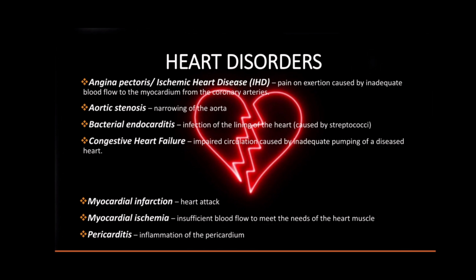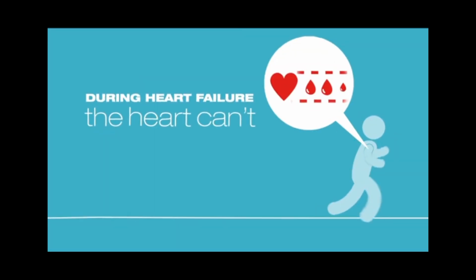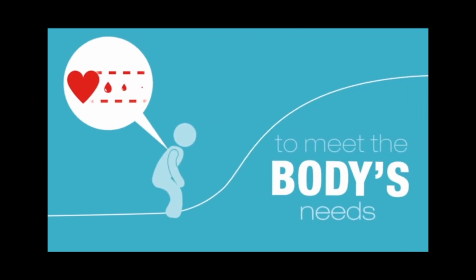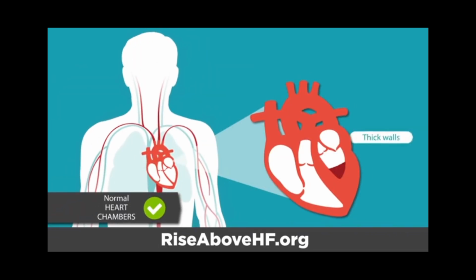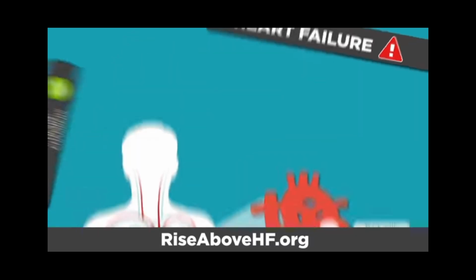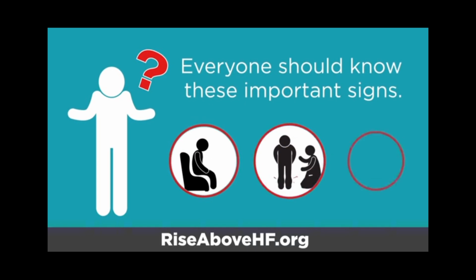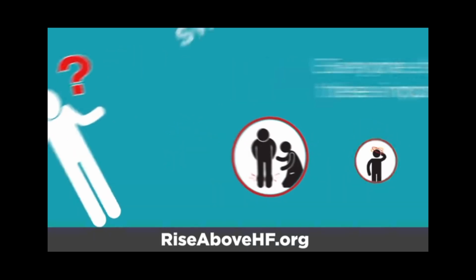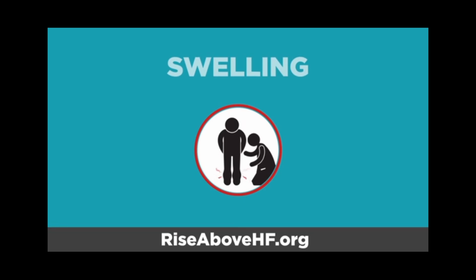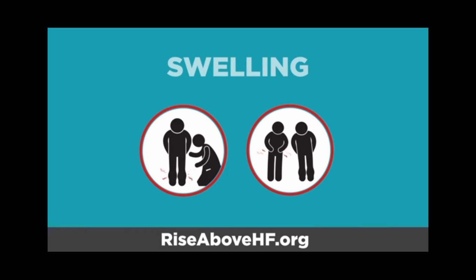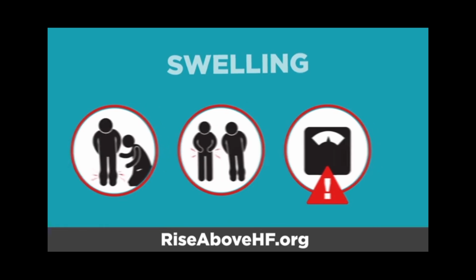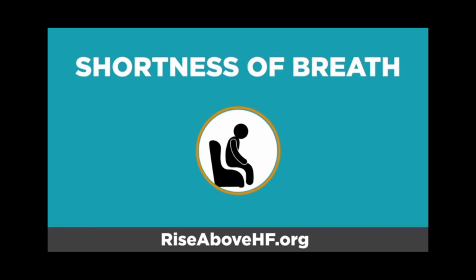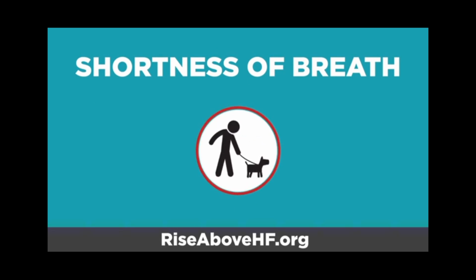The different heart diseases. Angina pectoris, also called ischemic heart disease, has a pain on exertion caused by inadequate blood flow to the myocardium from the coronary arteries. Bacterial endocarditis is an infection of the lining of the heart, most commonly caused by streptococci. Congestive heart failure has an impaired circulation caused by inadequate pumping of a diseased heart, resulting in fluid buildup, or what we call edema, in the lungs or other tissues. Pericarditis has an inflammation of the pericardium.